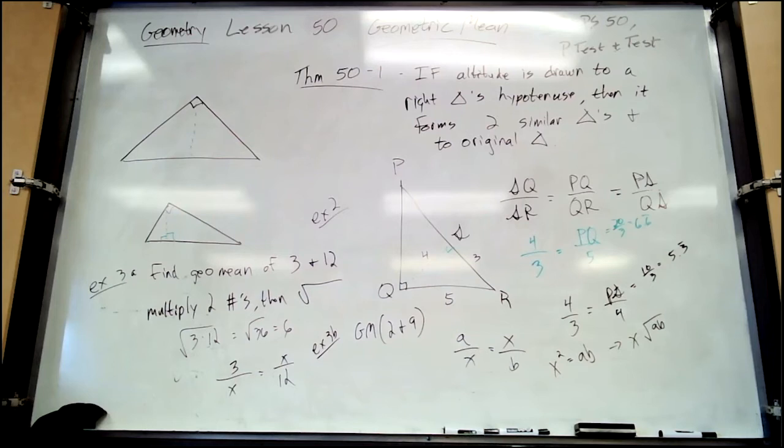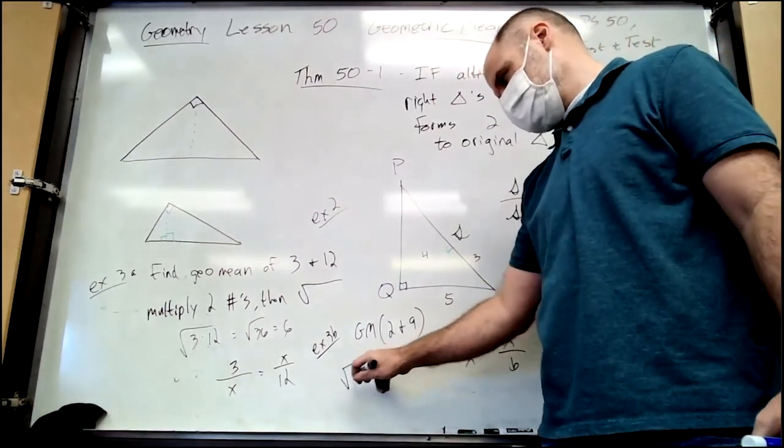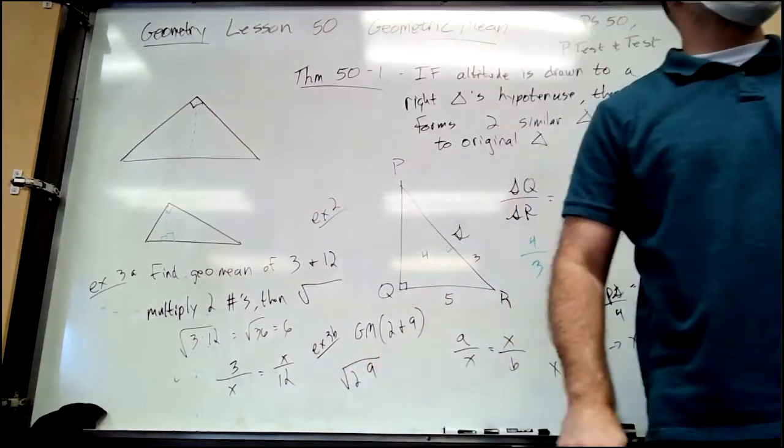How do you find the geometric mean of two numbers? You multiply the two numbers and then you square root it. So it would be 18. And the square root of 18, is it 9? No, it's 18 divided by 2. No, because neither of them is a perfect square. So you have to take the square roots that go into it. It's 9 and 2, obviously.